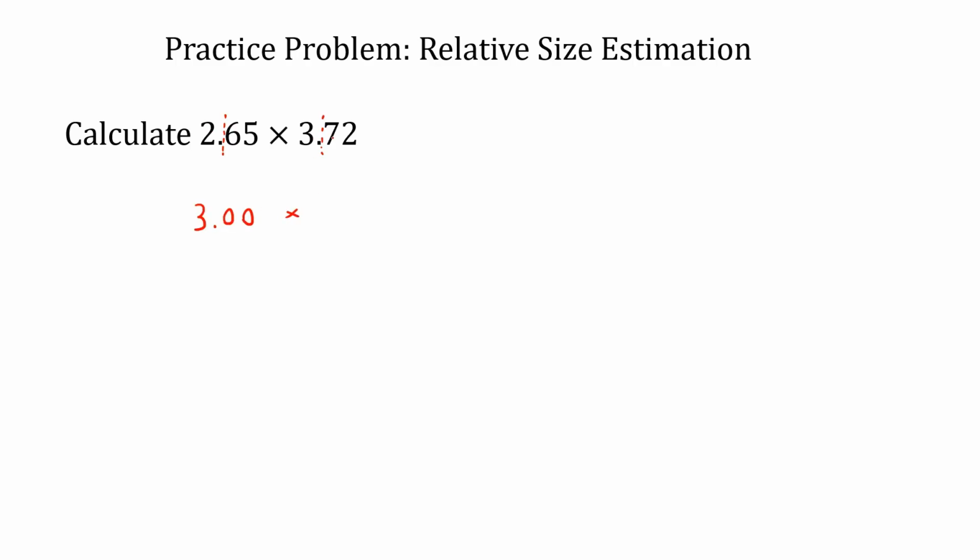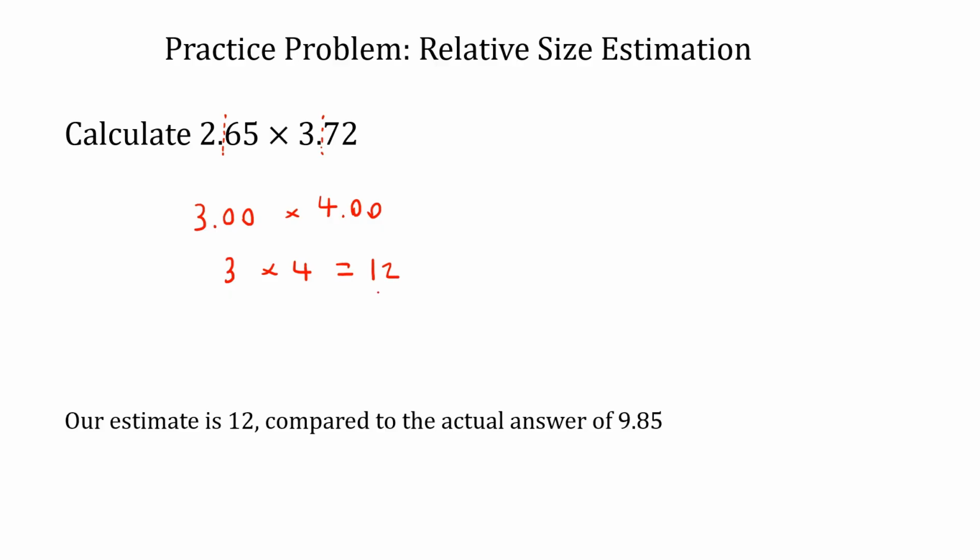And now 7 is greater than 5, so it rounds 3 up to a 4, so I get 4.00. So I simply just have 3 times 4, which gives me an answer of 12. So our estimate is 12 compared to the actual answer of 9.85. So the actual answer should be 9.85 in this case. So we're kind of close, but not that close. But in some cases, it can be useful.